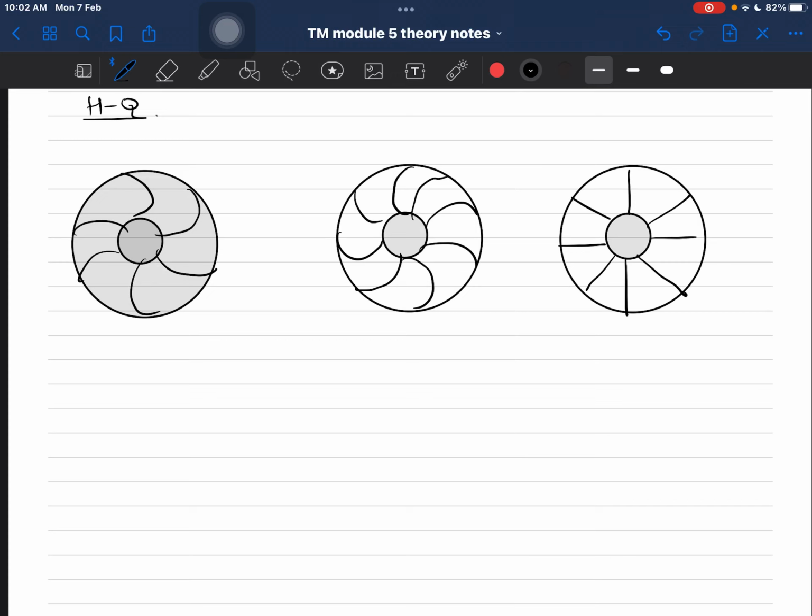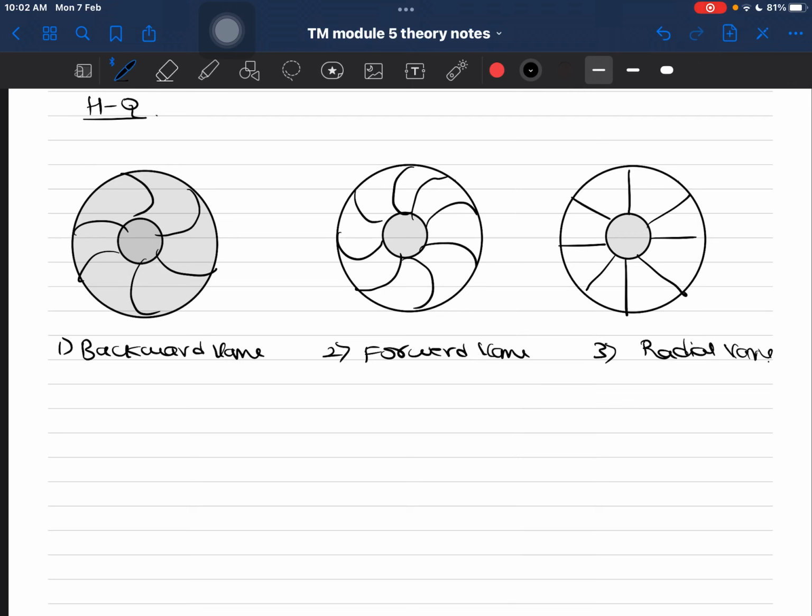Before going in depth into the derivation, we'll try to understand the three different vanes that are found in a centrifugal pump. Vanes are nothing but the blades of an impeller. So basically there are three different vanes. The first one is the backward vane, which I can see in the above figure. The second one is the forward vane, and the third one is the radial vane. Only these three varieties of vane are there in the impeller of a centrifugal pump.